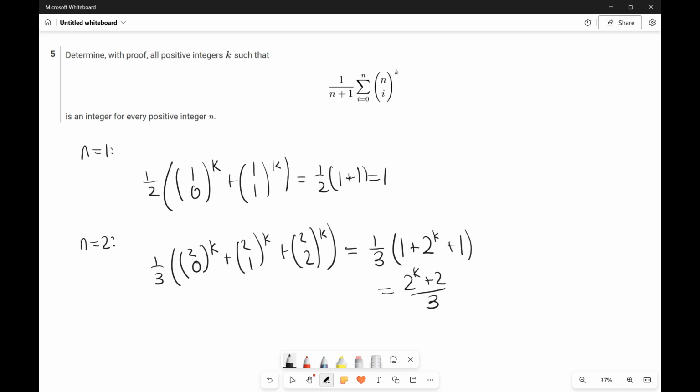And this is an integer. So therefore, 2 to the k plus 2 is divisible by 3. And this means that values like k equals 1 do not work because (2 plus 2) over 3 is not an integer. But even values of k do work because 2 to the k is equivalent to 1 mod 3. So 2 to the k plus 2 is equivalent to 0 mod 3. But if k is odd, then this just becomes a 2 and that becomes a 1, so that doesn't work. Therefore, k must be even.